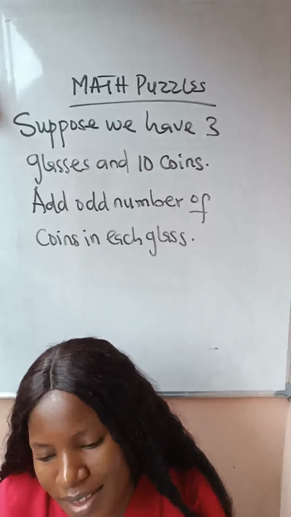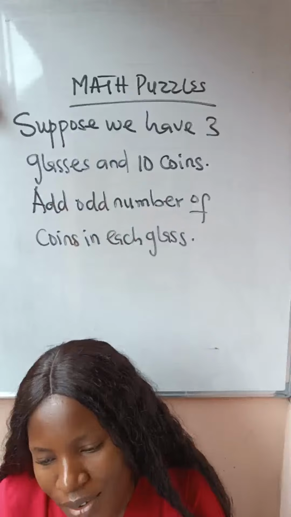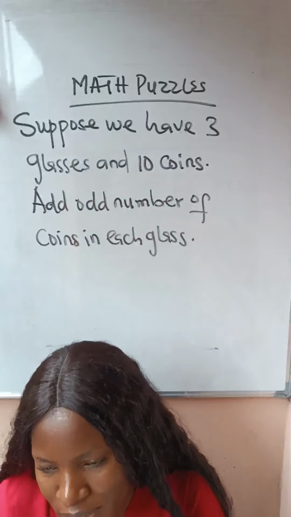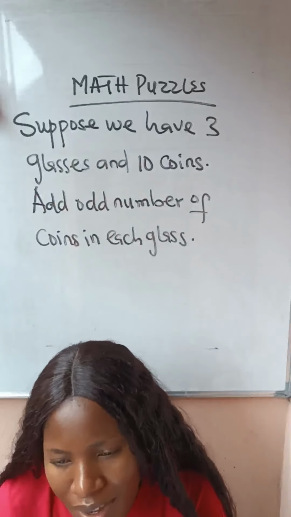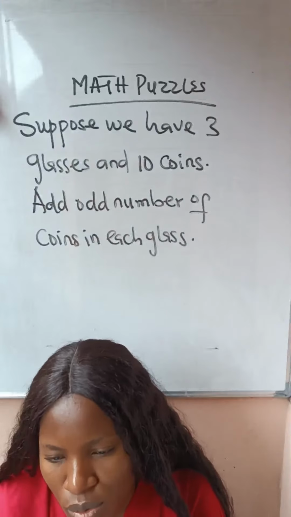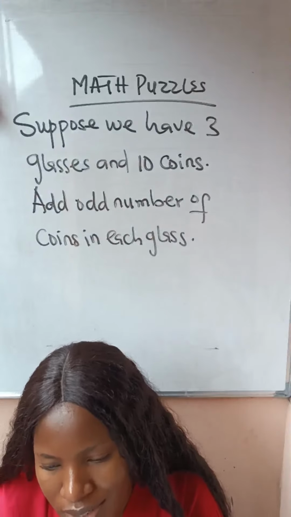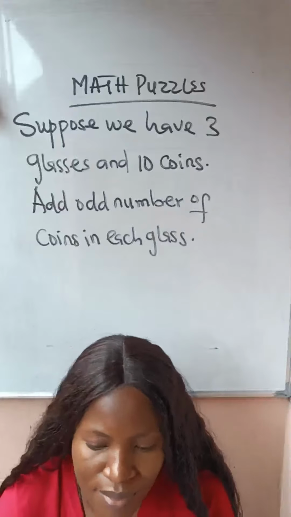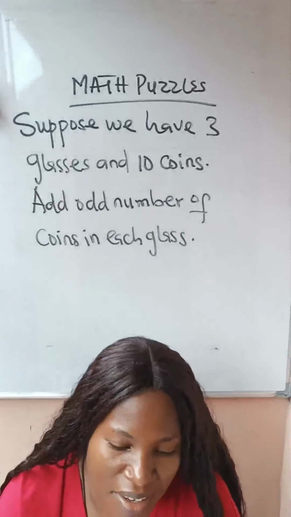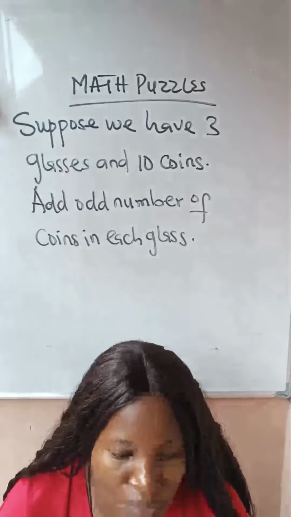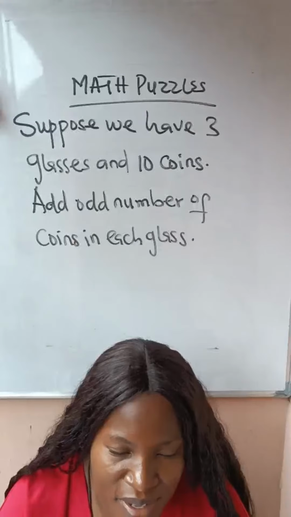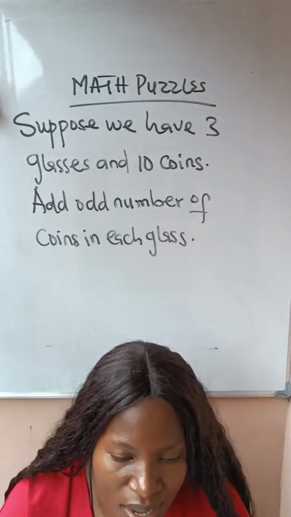I have a question. Suppose we have three glasses and 10 coins. Add an odd number of coins in each glass. How do you do that? Julie is saying that it's not possible. Well, it's possible. You just have to think outside the box.